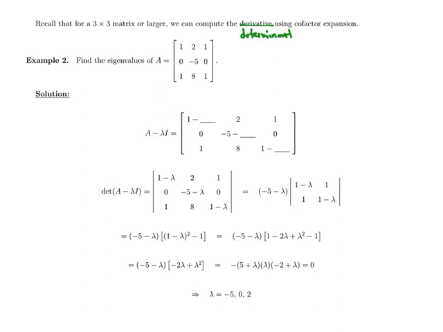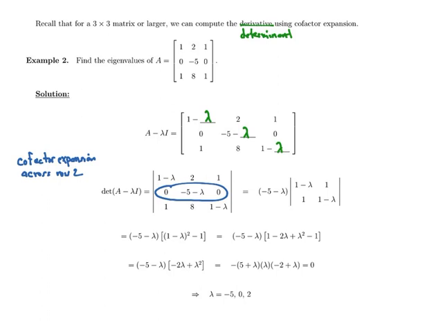The solution: we're going to have A minus lambda I. In this case, we subtract lambda from all of the diagonal entries. And then to find the determinant, we're going to use a cofactor expansion across row 2. Why across row 2? Because that's where we're going to have the most zeros.